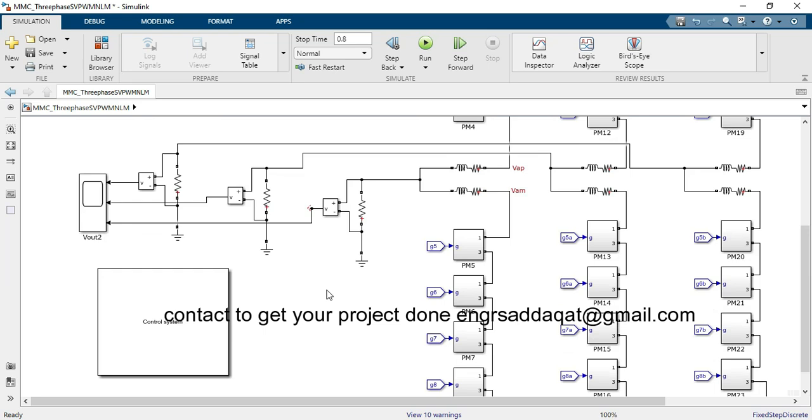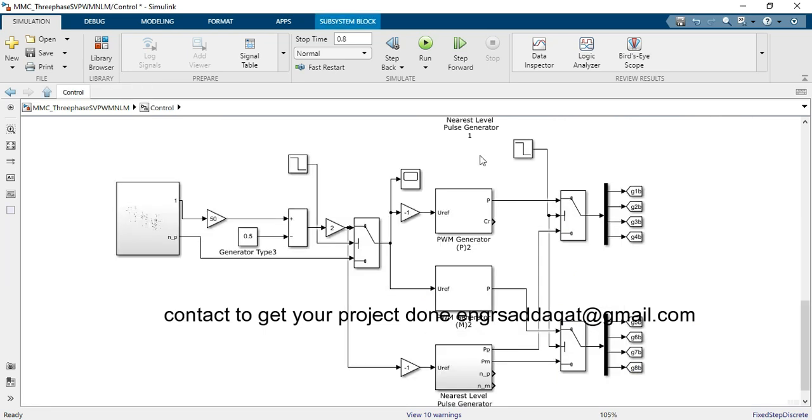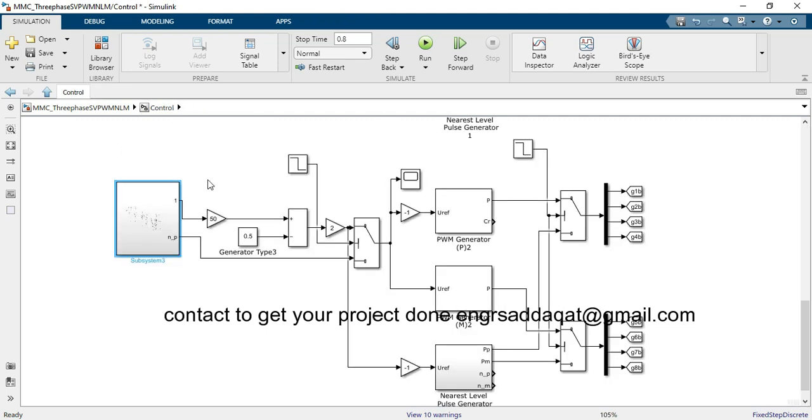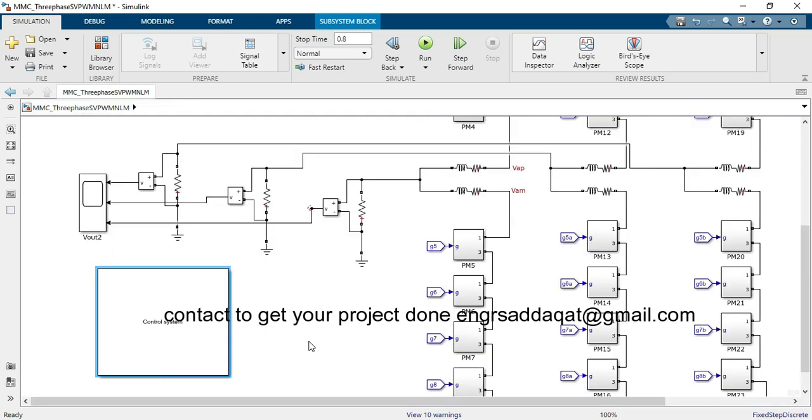I can show you my control system. We have a PWM generator, we have an NLM generator, and here we can see that we have a space vector. I'm switching it at 0.25 to 0.35 or 0.45.